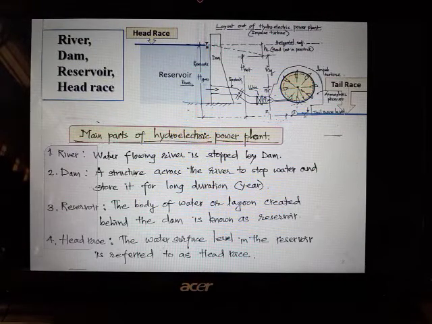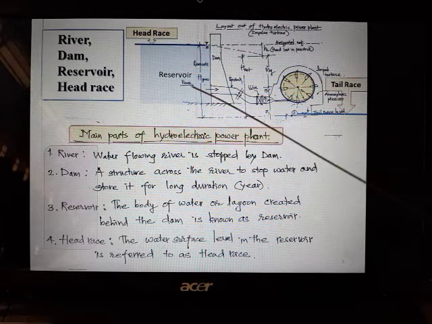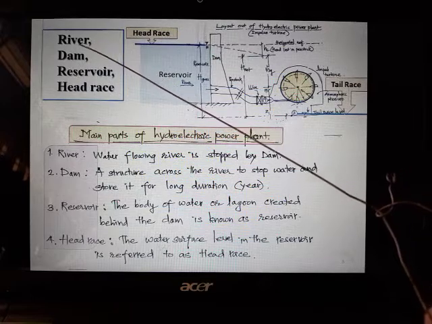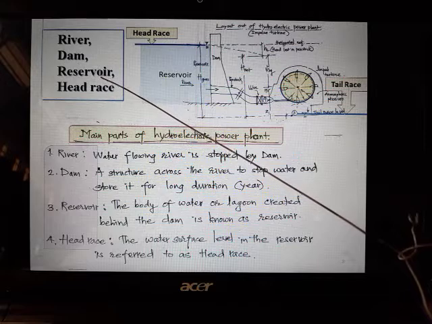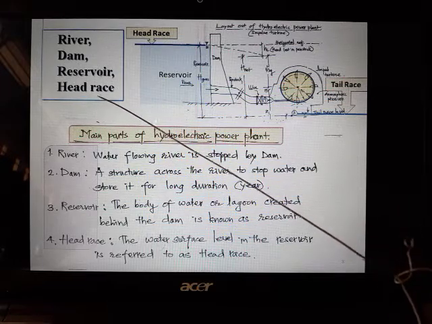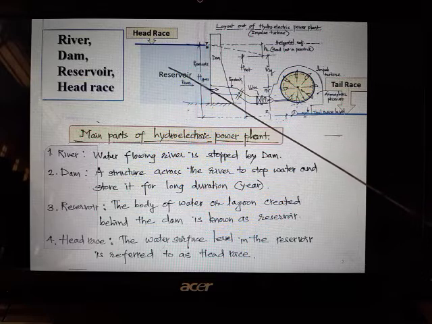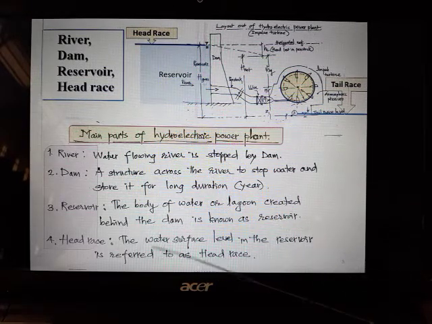So what are the different parts in a hydroelectric plant? We have around 7 to 8 parts. It starts with a river, and a dam will be constructed across it. There will be a pool of water generated, which is the reservoir, and there is a head race, which is the top surface of the water in the reservoir. Right, these four things have been discussed here.